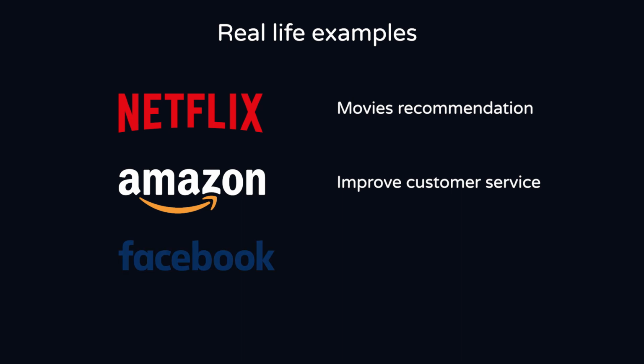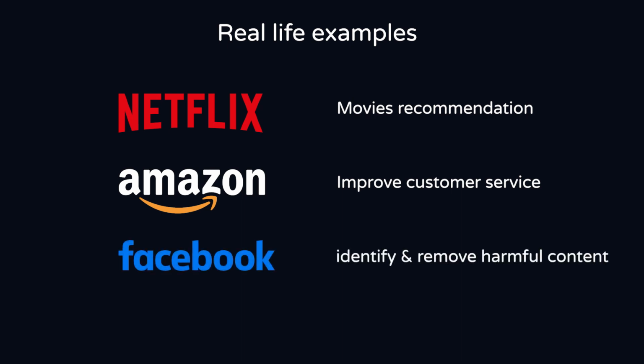Last one, Facebook, which is the most famous one. Facebook uses emotion detection to identify and remove harmful and hate speech content from its platform. For example, if a user leaves a comment on a post that is threatening or hateful, Facebook will automatically detect it, identify the emotion behind it, and remove it if it is hate speech or harmful.